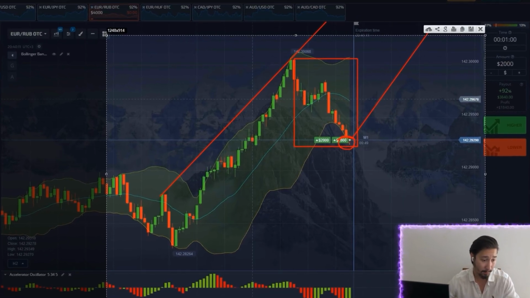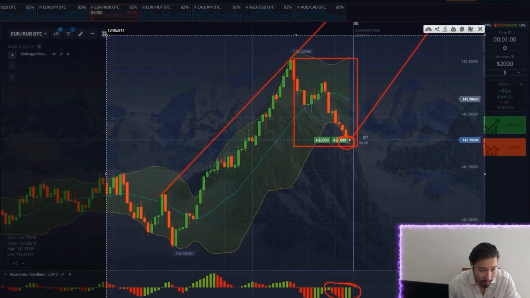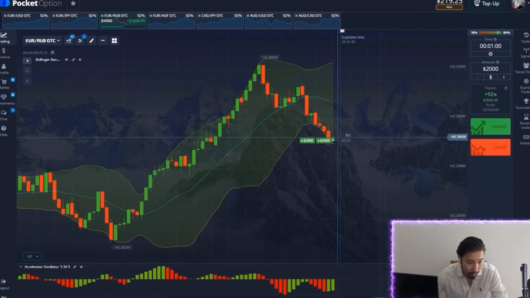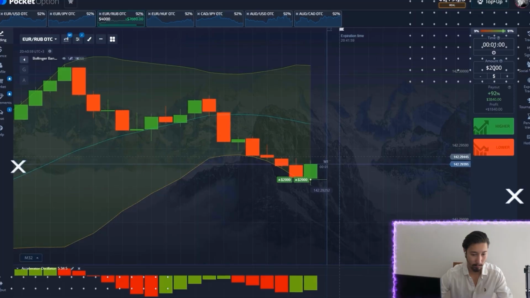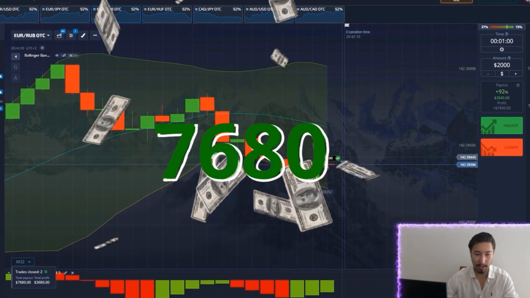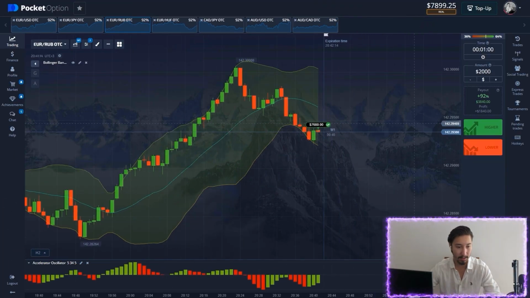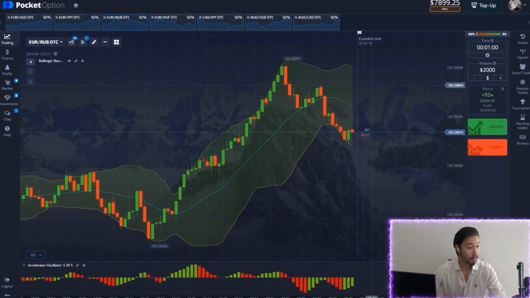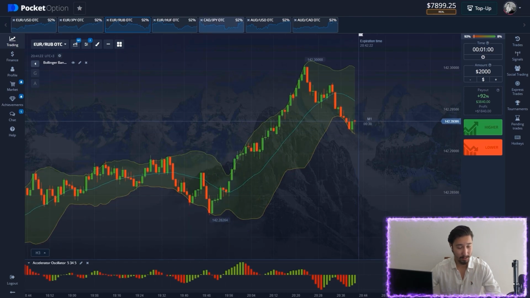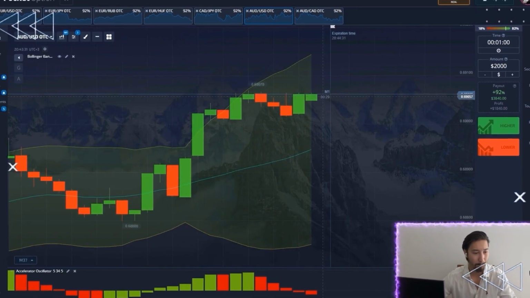At the same time, look at the green histogram on the accelerator. And this is a bullish signal, guys. The pullback is gonna happen. And there we go, guys. We got almost $8,000. So far, so good. I think let's open our final positions for today, and then we can fix the profit as always.